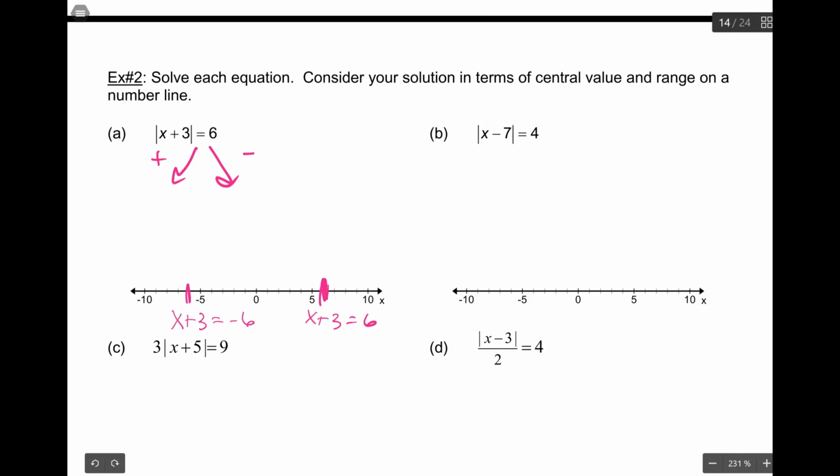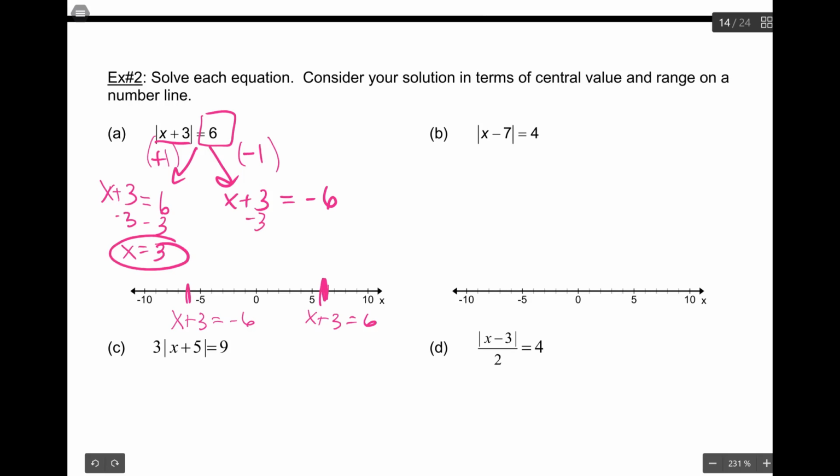When I say positive and negative, they don't necessarily have to be positive or negative numbers. I just mean I take my right side and leave it alone, aka multiply by 1, and I will get x plus 3, whatever is in the absolute value, equal to positive 6. And then on the other case, I'm multiplying everything on the right side by negative 1. So negative 1 times 6 is negative 6. So what's inside the absolute value, x plus 3, is going to equal negative 6. And then, of course, I subtract 3 on both sides. So I have x equals 3 as one of my solutions, and minus 3 on both sides, I have x equals negative 9 as my other solution.